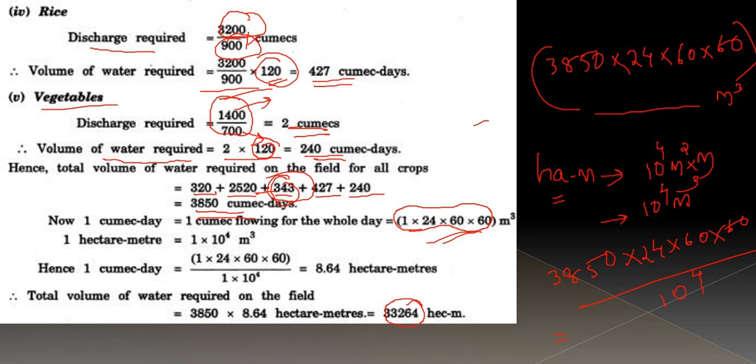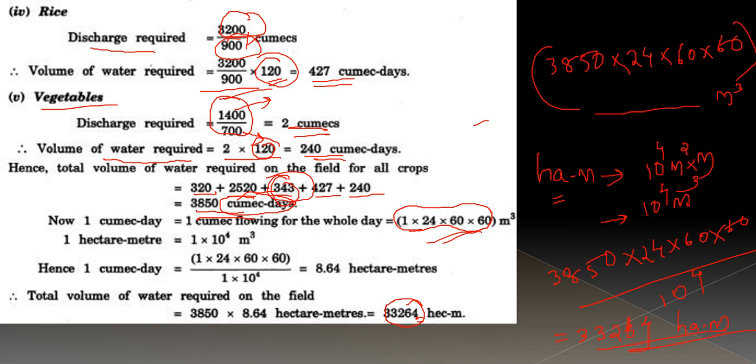33264 hectare meters. That is, in irrigation engineering you will be usually representing the volume in hectare meters, and we usually represent discharge by cumec, and sometimes the volume is also represented in cubic days. So this much is the volume required on the field.